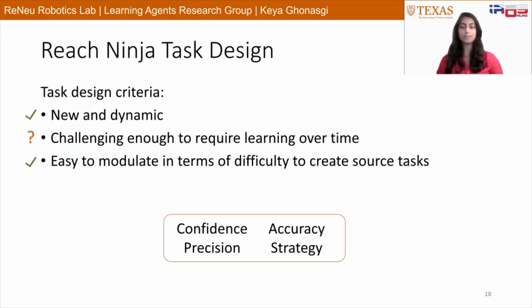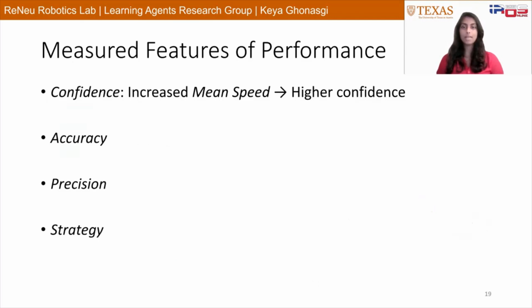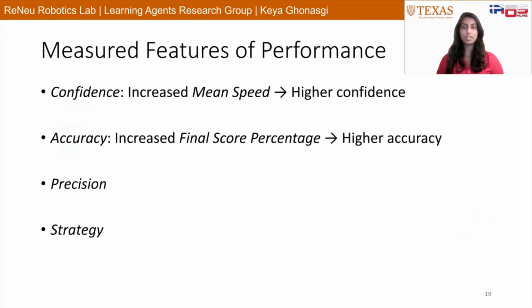We defined these for the Reach Ninja task to help us characterize learning of this task. The metrics we selected are as follows. Confidence is represented by an increase in mean speed. Accuracy is represented by an increase in the final score as a percentage of the total possible score in a session.